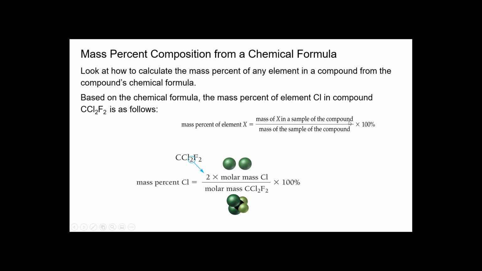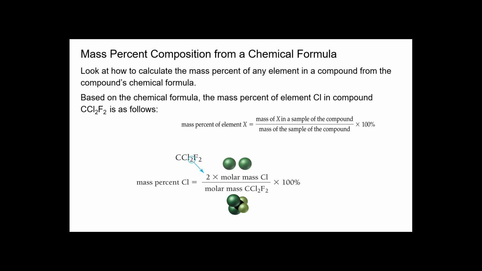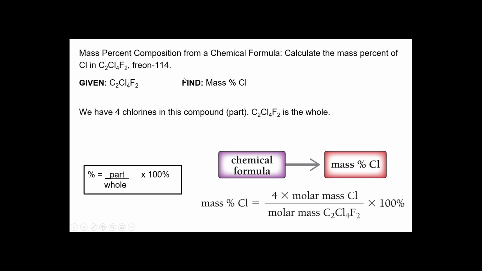We're going to set this on top, and then we're going to take the whole mass of the sample on the bottom. So in this case, though, we have 2 of them. So we have the 2 on the top, but we have to multiply it by 2 to represent the fact that we don't have just one. We have 2 chlorides in this compound. So in this case, let's take a look. This one is Cl2F2, but now we're going to actually do a problem.